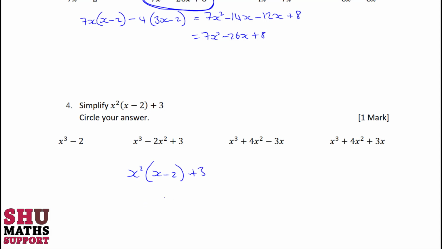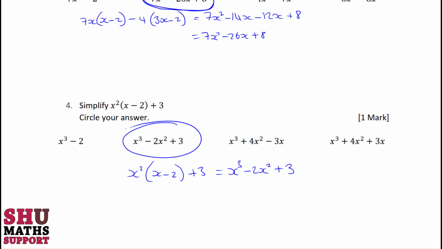So we'll actually prove this again, but we'll do it without all the steps. So we have x squared times x, so that's x cubed. X squared times minus 2, which is minus 2x squared. And then we want a plus 3 on the end, so we have x cubed minus 2x squared plus 3. And then let's see if that's an option in the list. Yep, it's the second option again, so we'll give that one a circle. And that completes that question.